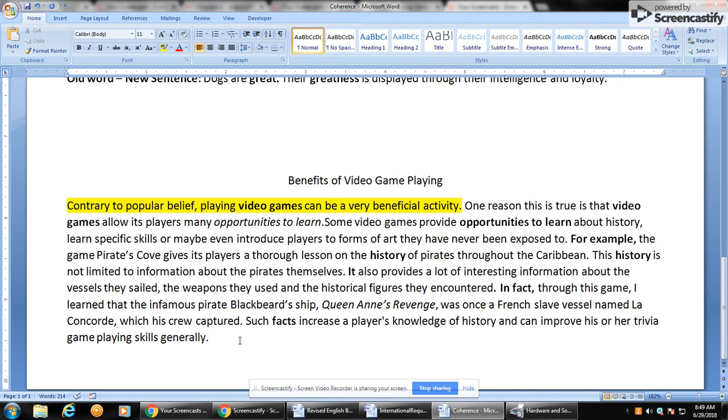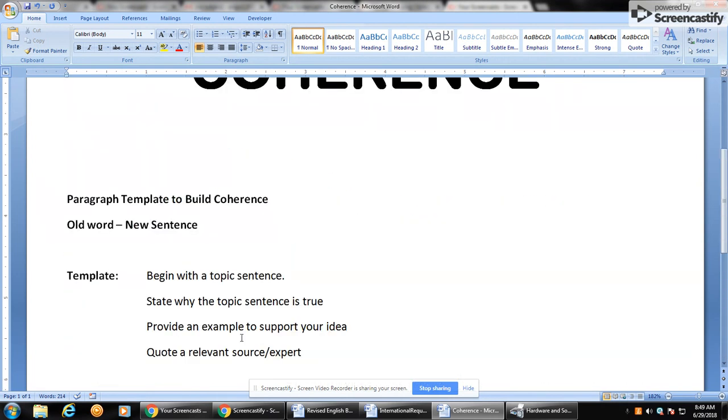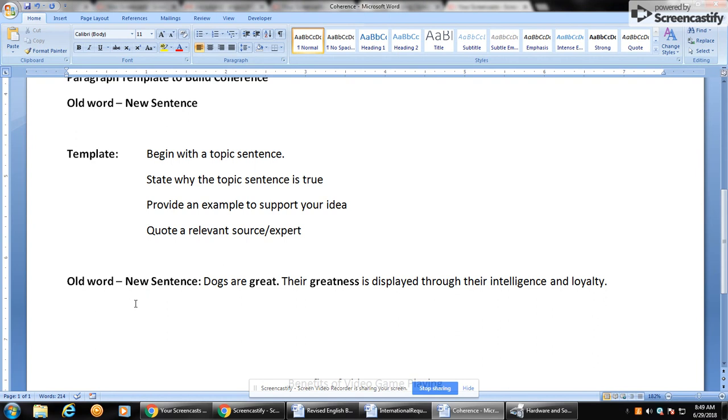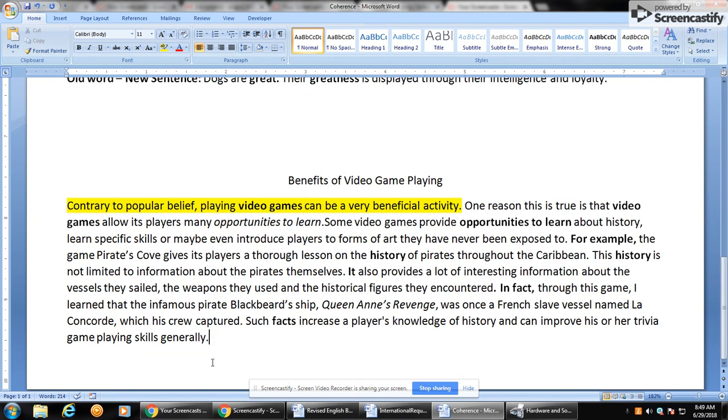And that's really an example of revision, right? Reading your paragraph over and over again, making sure that everything is stated exactly as it should be stated. And I find that when students use this approach, the template, and finding an old word that they can build on, it really improves the flow of your paragraph.